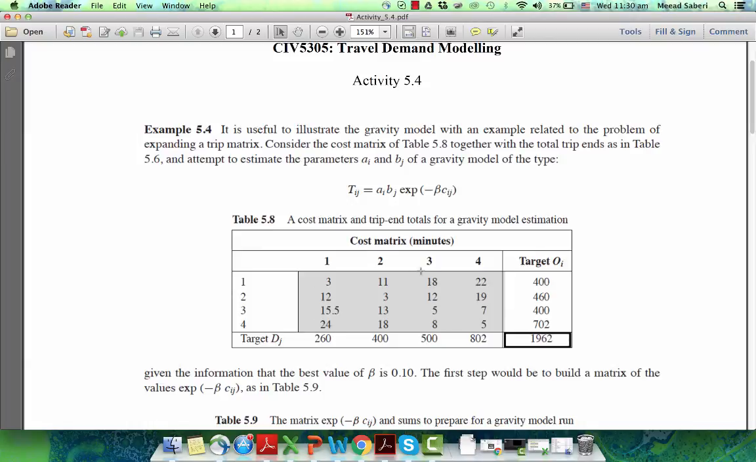Consider a cost matrix as represented in table 5.8, where we have the travel cost in minutes between each OD pair. And we also have the target productions and target attractions estimated from a trip generation model. The gravity model is expressed as Tij equal to Ai Bj multiplied by a deterrence function, which is expressed as an exponential function.